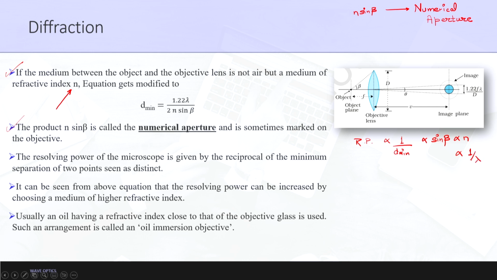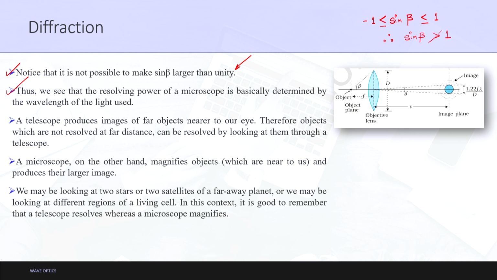So as it is concluded here that we cannot change the value of sin beta greater than unity, hence the only way to change this resolving power is the wavelength. So if we change the wavelength, we modify the value of resolving power. Thus we see that the resolving power of a microscope is basically determined by the wavelength of light used.